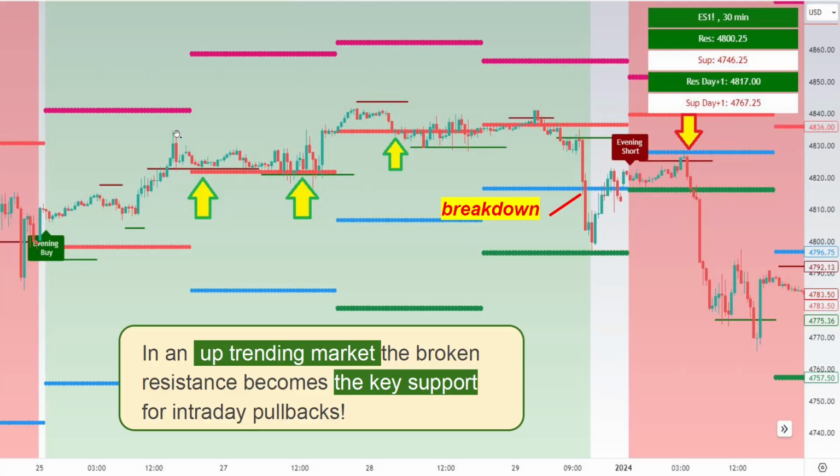Then it goes back again, a small pullback, and look where that pullback stops, right at the daily resistance. Again, in an uptrending market, the red daily resistance becomes your important key support. So as long as bulls hold price over the broken resistance, this is a great official confirmation that you are in an uptrend. And look what color the background is here. This is the green color. The indicator made that homework for you. It reminds you, man, you are dealing with an uptrend. Don't short this. Try to get long on a pullback.